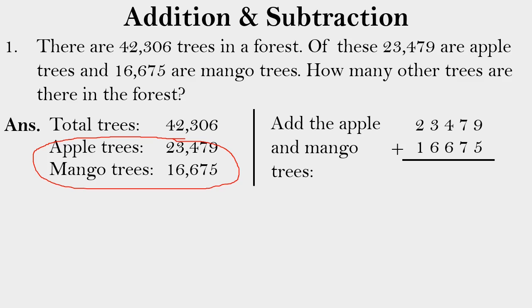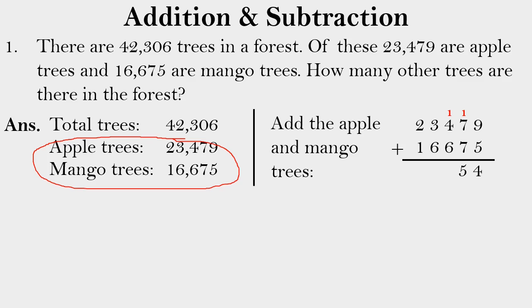9 plus 5, 9 in the head, 5 on the fingers. You'll get 14, 4 in the units place, carry over 1 to the tens place. 7 plus 7 is 14, 14 plus 1 is 15, write 5 in the tens place, carry over 1 to the hundreds place.